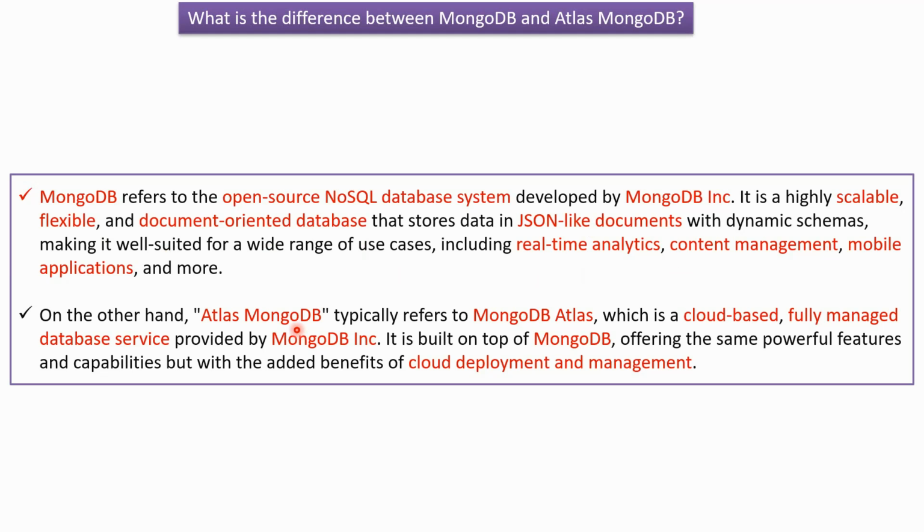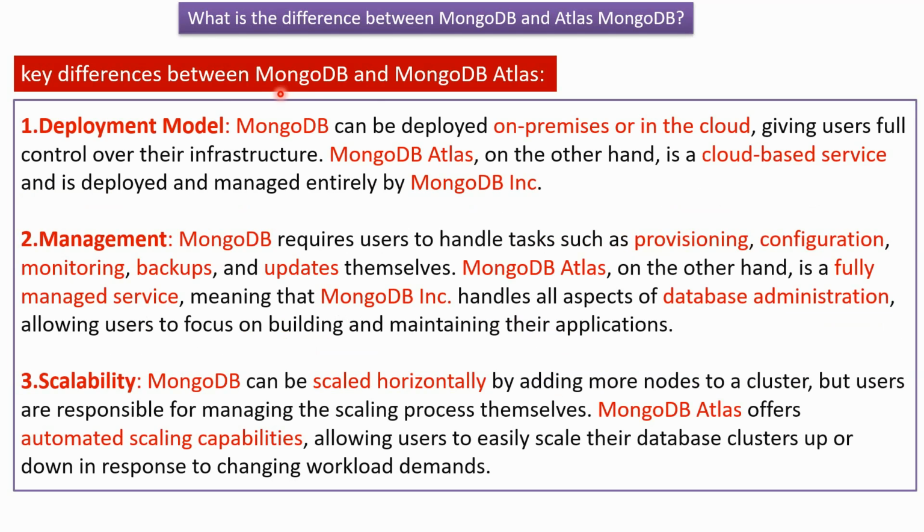On the other hand, Atlas MongoDB typically refers to MongoDB Atlas. MongoDB Atlas is a cloud-based, fully managed database service which is provided by MongoDB Inc. And MongoDB Atlas is built on top of MongoDB, offering the same powerful features and capabilities but with the added benefits of cloud deployment and management. Now we will see the key differences between MongoDB and MongoDB Atlas.